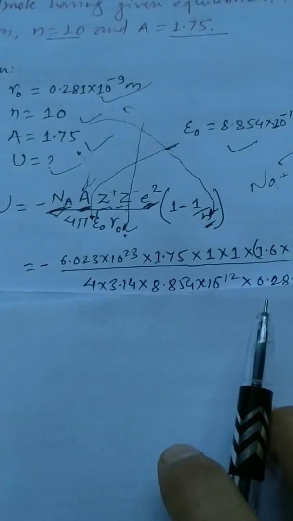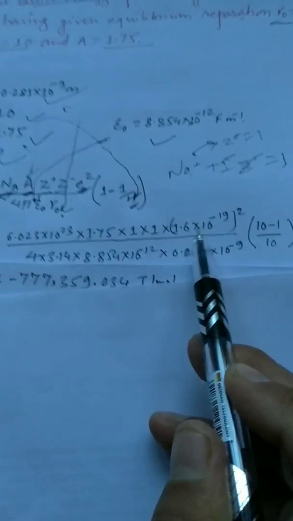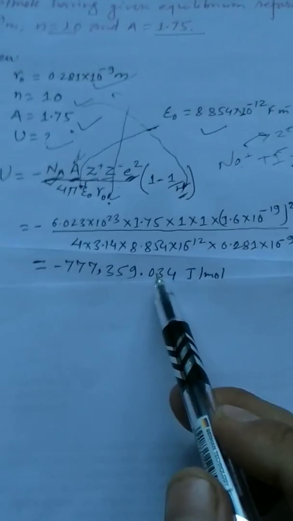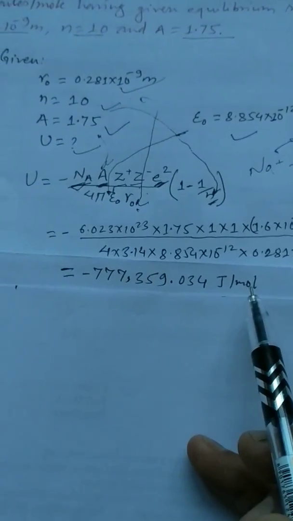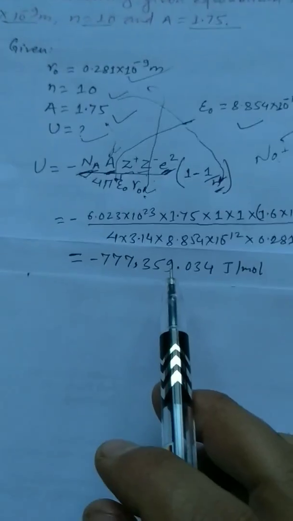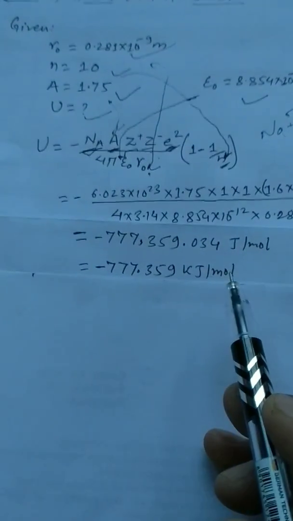So by substituting all these things in this equation, we can obtain this type of equation. On solving this equation, we obtain this energy in the form of joule per mole, and to convert it into kilojoule per mole, we can convert it in this way, that is 77.359 kilojoule per mole.